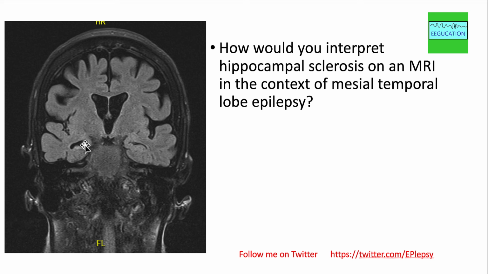Atrophy, so loss of volume here. And the third thing is loss of architecture. So you get sort of flattening on the top of the hippocampus on this coronal image. So the three features of mesial temporal sclerosis are increased signal, atrophy, and loss of architecture.